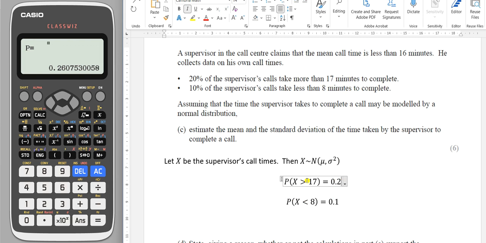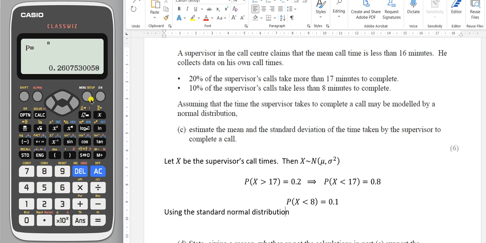Now, having 17 as a lower bound is not so helpful for me because I want to be making use of inverse normal. So I'm going to change this one around a bit. Probability of x being less than 17 must be 1 minus 0.2. If there's a 20% chance of having calls that last longer than 17 minutes, there's an 80% chance of having a call that lasts less than 17 minutes. Now we just need to take the 0.8 and the 0.1 and figure out how many standard deviations above the mean those correspond to. And I can do that very quickly from the standard normal distribution.